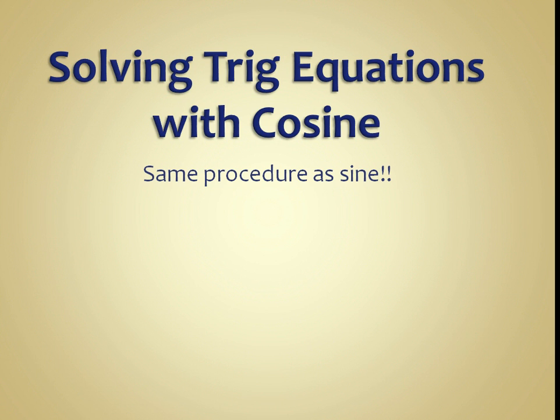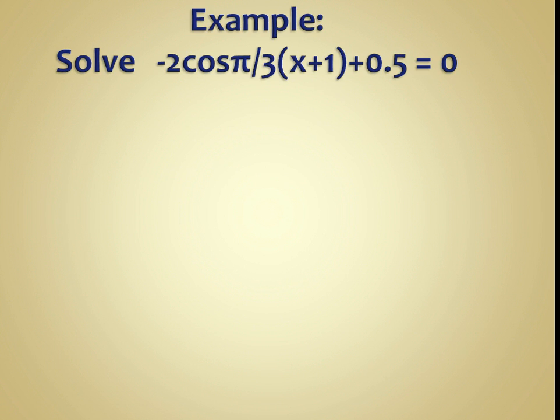Alright, now solving the trig equations with cosine. So this has the same procedure as the sine function, but one thing is just a little bit different. Rather than using pi minus your angle to get the second one, you're going to do 2 pi minus your angle to get the second one. So let's solve this function.